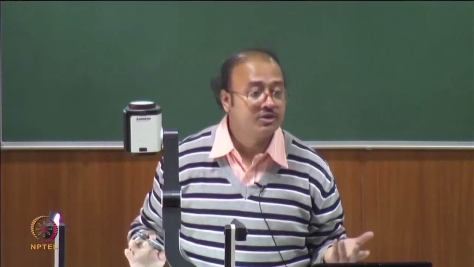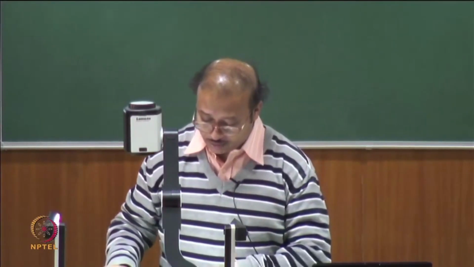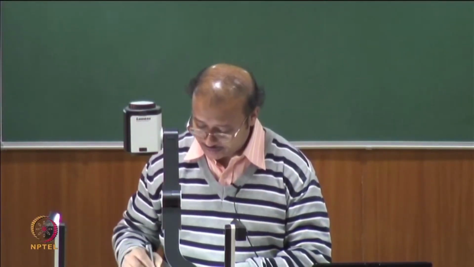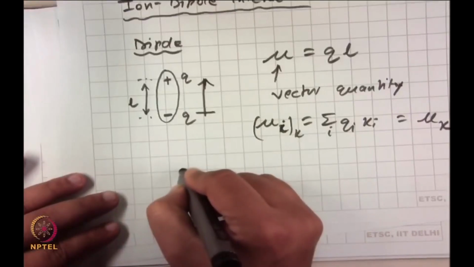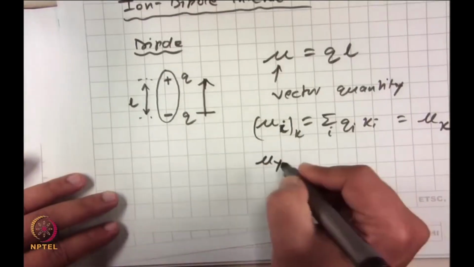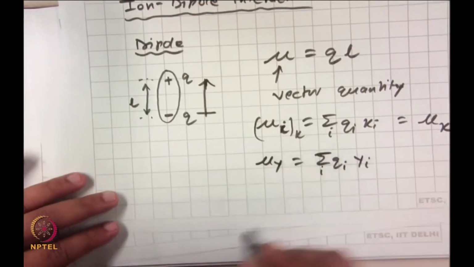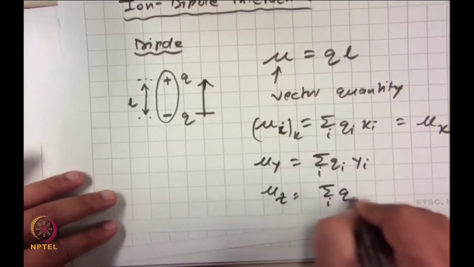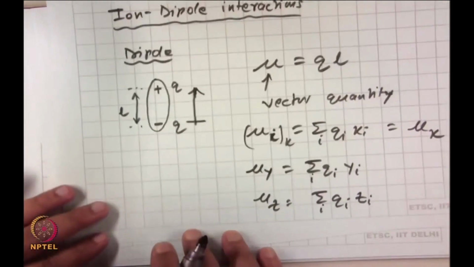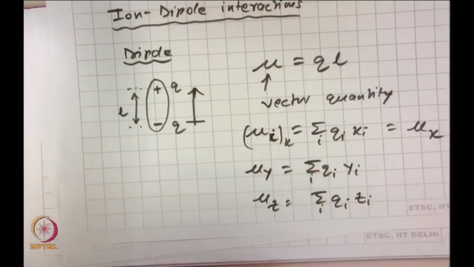But when you are talking about a 3-dimensional system, you are not going to have only x, you are going to have y and z as well. So I can write mu_y is equal to sigma q_i y_i, and similarly mu_z is sigma q_i z_i. Again x, y and z are the coordinates, and those are the directions you are looking at for your dipole moments, so mu_x, mu_y and mu_z.